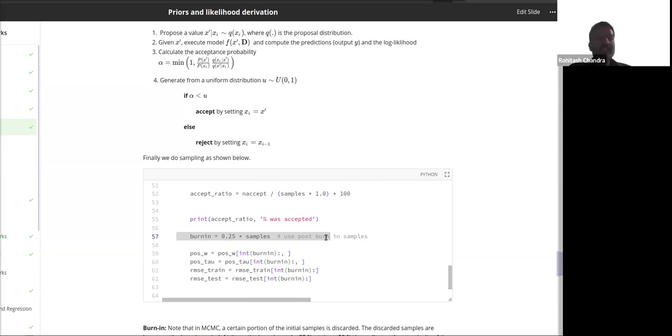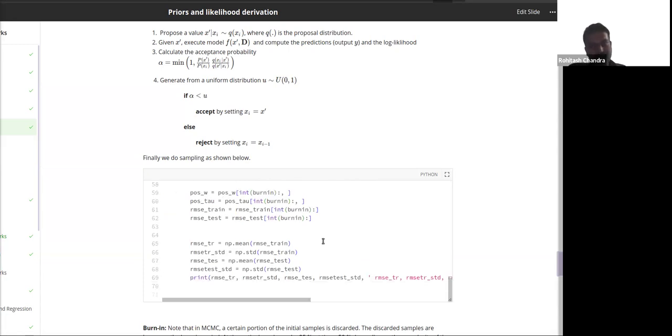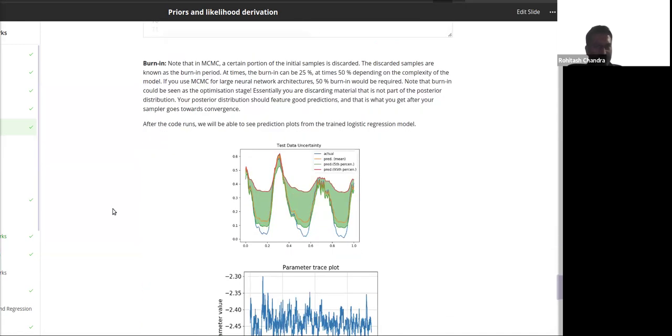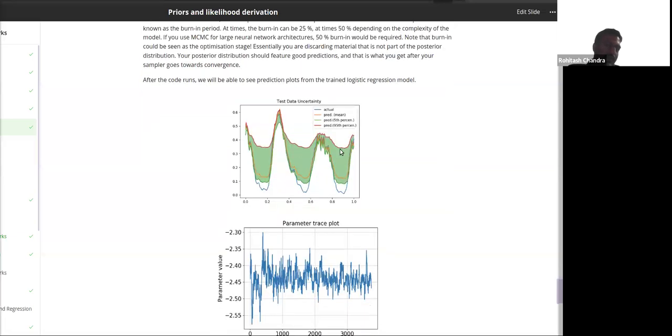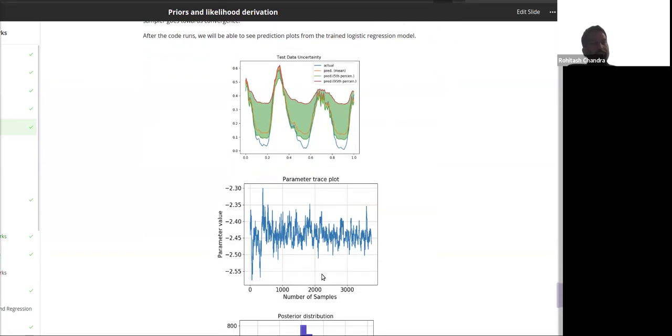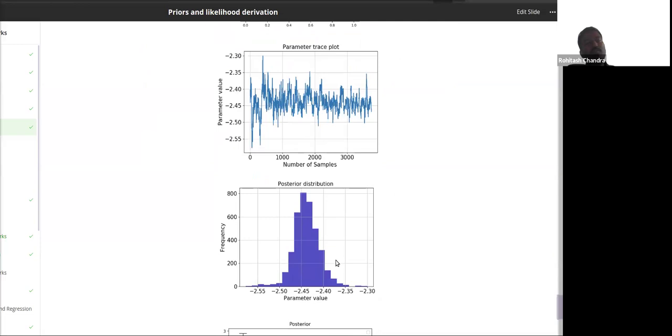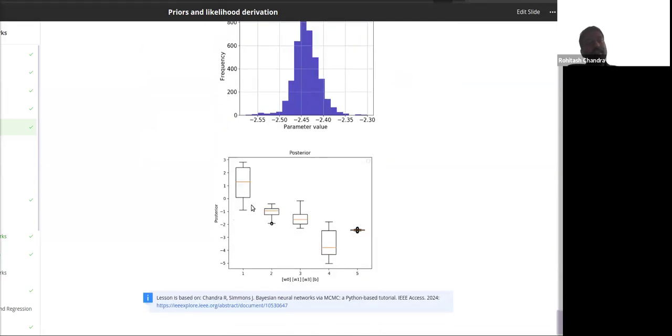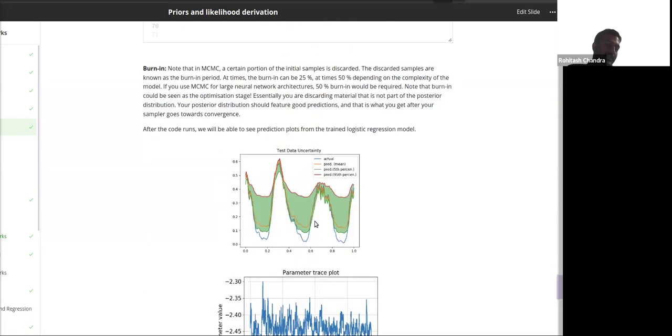It can be the first 10%, depending on how complex your data is and what type of model you are using. In this case, we're using 25%. And you can then report the RMSE values, the standard deviation, means, and so on. So what we did, we basically plotted from the beginning without the burn-in, and this is all the predictions from the beginning for 4,000 samples, and this is the trace plot of 2 parameters. And then this is the box plot of all the parameters for this problem.